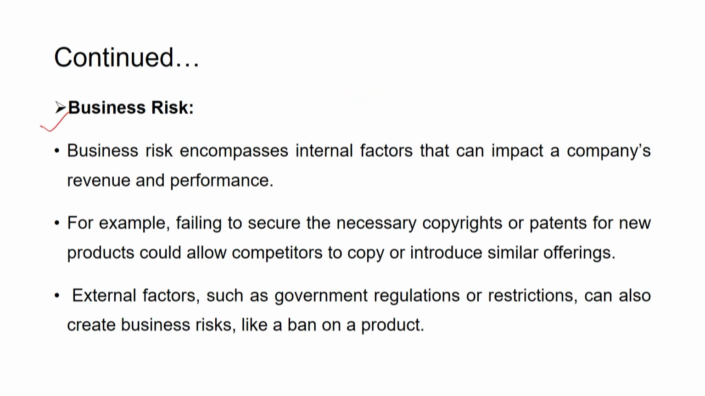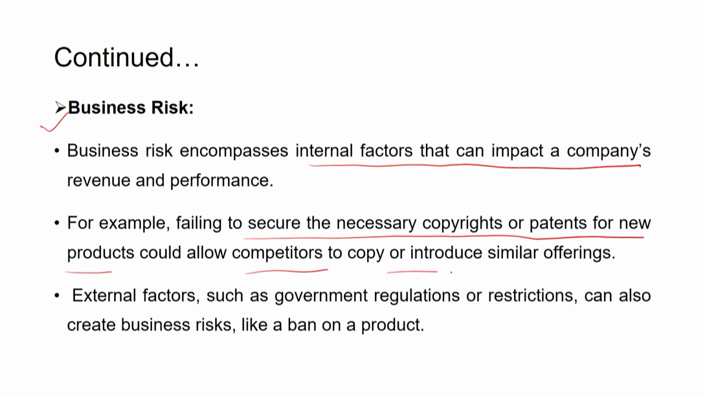Then comes the business risk. Business risk is a type of systematic risk. It encompasses the internal factors that can impact the company's revenue and performance. So due to this particular kind of risk, if there is any decrease in the prices of the stocks or assets in which you are investing, you can take a diversification strategy and minimize the risk related with the business. So for example, failing to secure the necessary copyrights or patents for a new product could allow competitors to copy or introduce a similar offering, and that can again lower the prices of a particular stock or a company's financial instrument in the market.